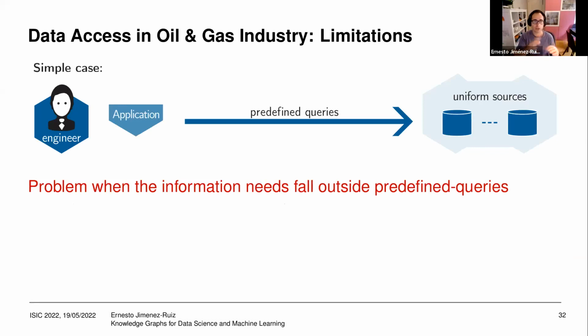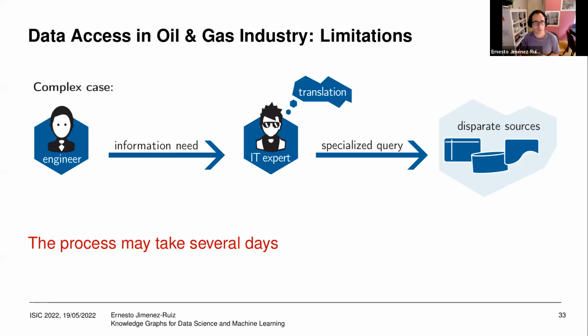The engineers or domain experts need to access the data to perform some analytics, and they have some predefined queries. As long as those predefined queries were covering their needs, everything was fine. But in many cases, they need more information, and then they need to go through an IT expert or data engineer who knows very well about the domain and also knows very well where the data are in the databases. So it's a person that is hard to substitute, because they have a lot of years of training on the domain and on how the data is organized in the databases and data sources.